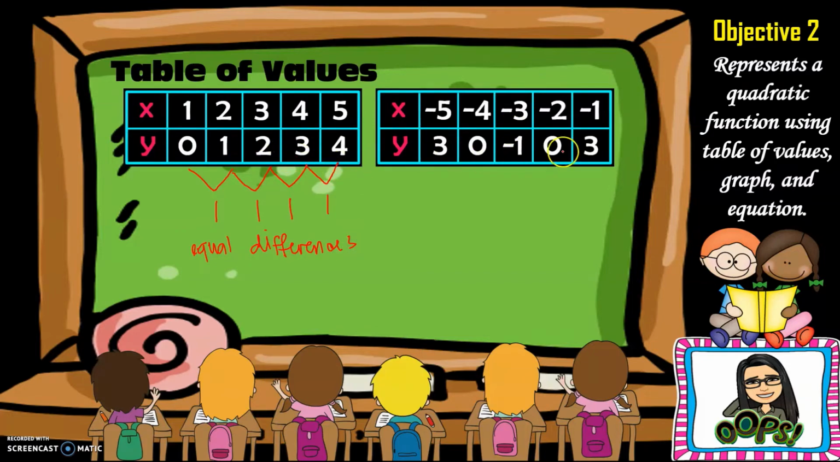So, dito tayo sa ating pangalawang example. Let's try. So, we have 3 minus 0. So, we have 3.